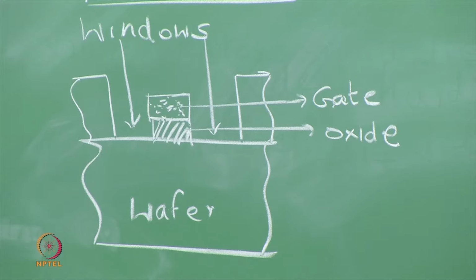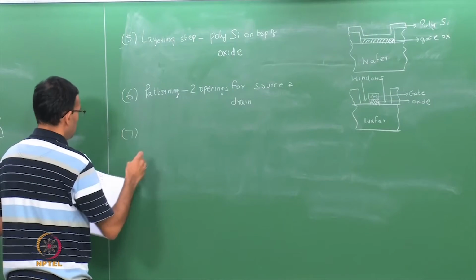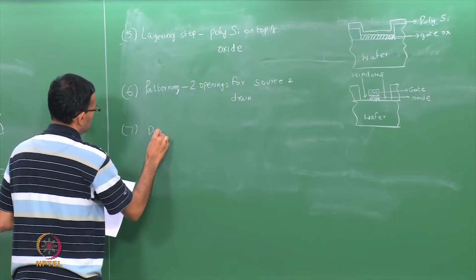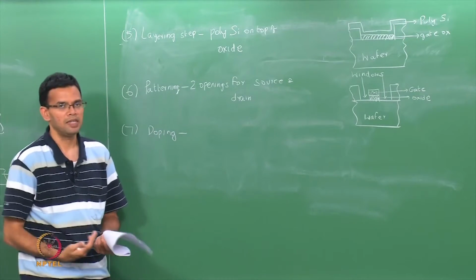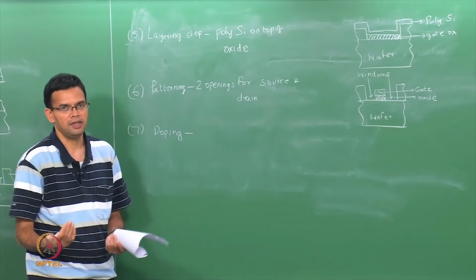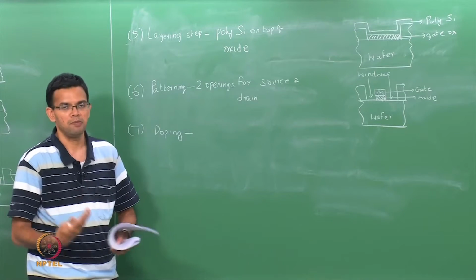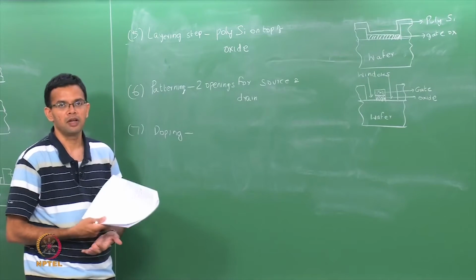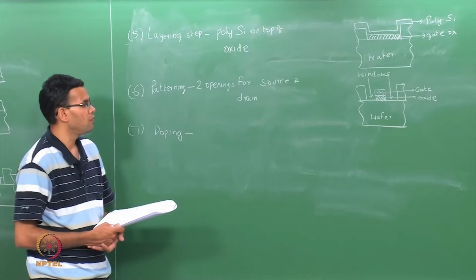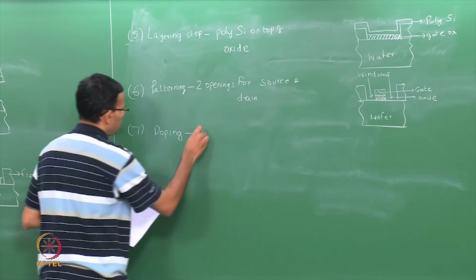So after patterning, the next operation is doping. So if the underlying wafer is p type, your doping will be n type, and if the underlying wafer is n, the doping will be p. You can either use a solid dopant or a liquid or a gas. Either way, you can diffuse some material in order to create the source and the drain.